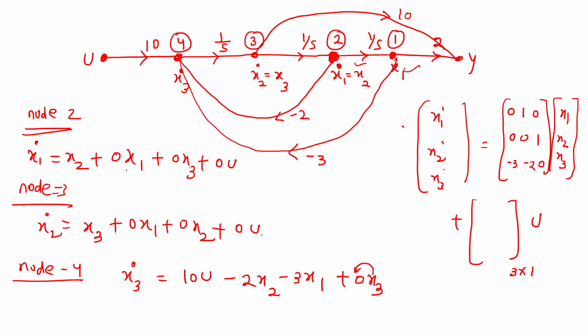And now you see where u is there: 0 0 1, and 0 0, and this will be 1, 0, this will be 10. Right, this is your A matrix, and this one is your B matrix. Similarly, write down what the C matrix is.